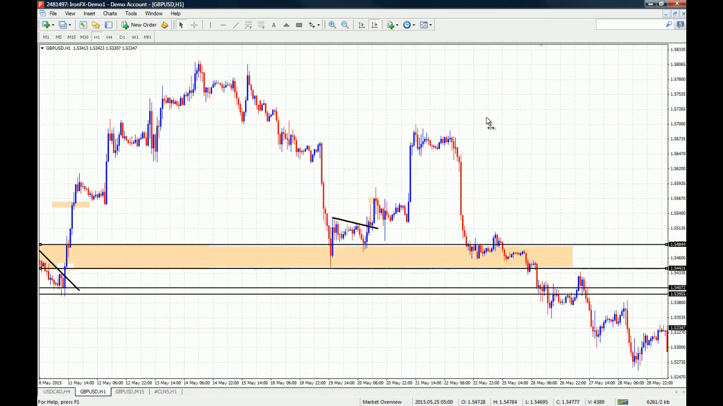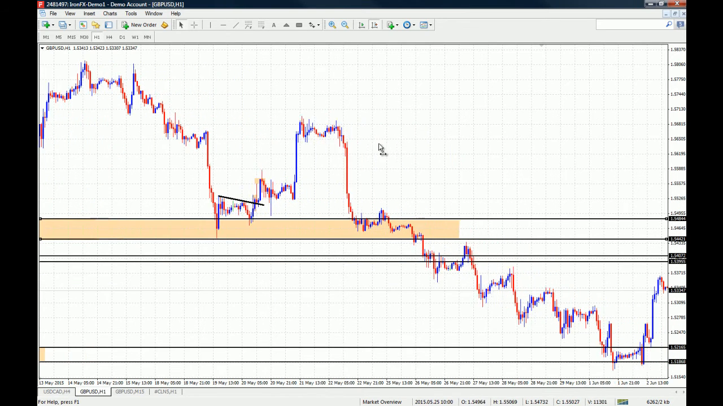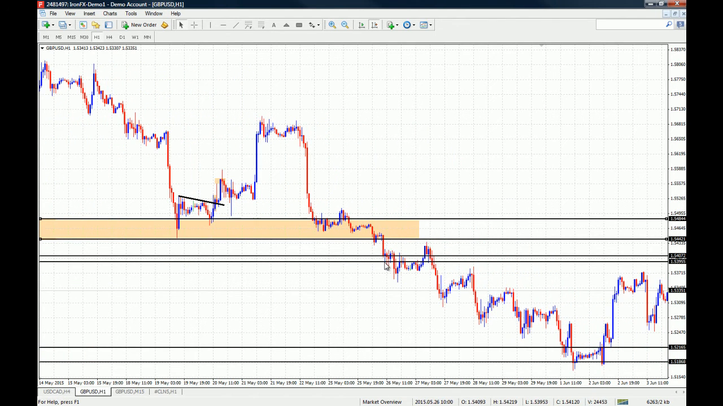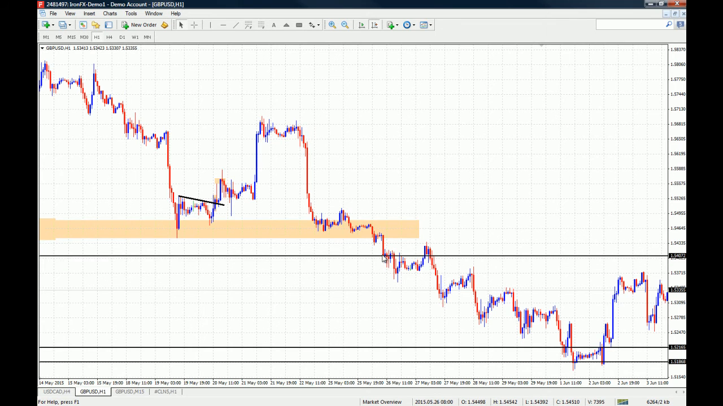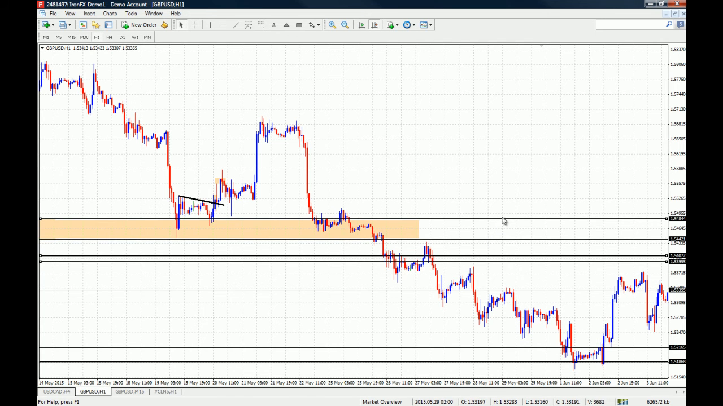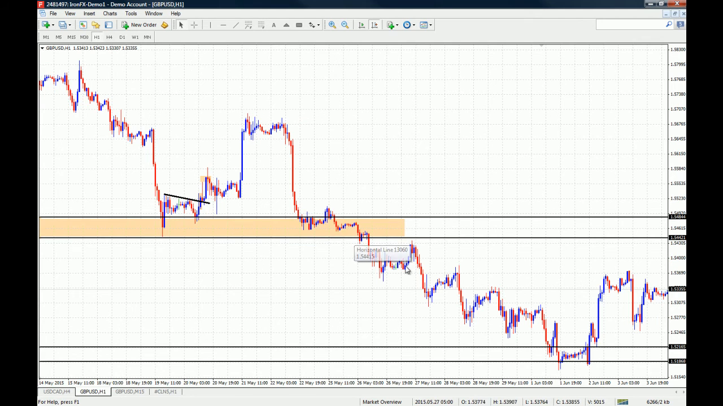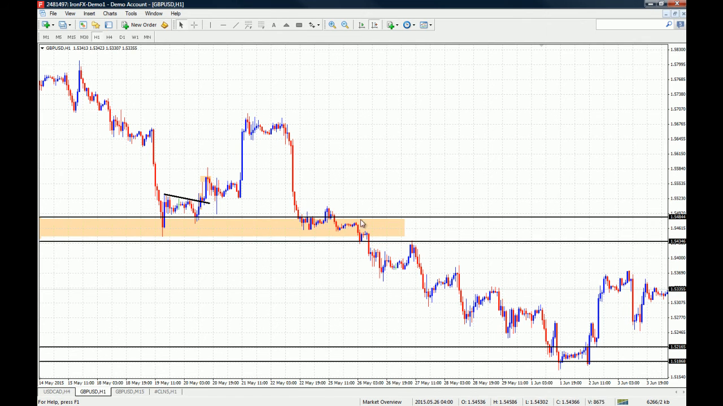Now let's continue, and I'm going to show you what happens. Let me just get rid of these two medium lines that we have here. Now let me show you what happens here. Okay, now you can see that we break to the downside, and this is another setup that you are going to be looking for.